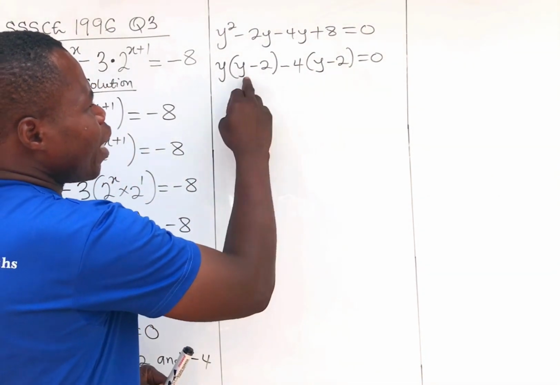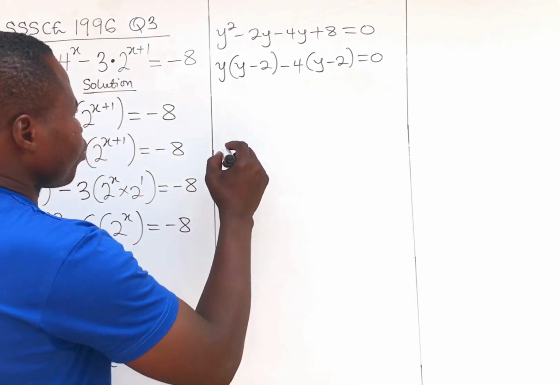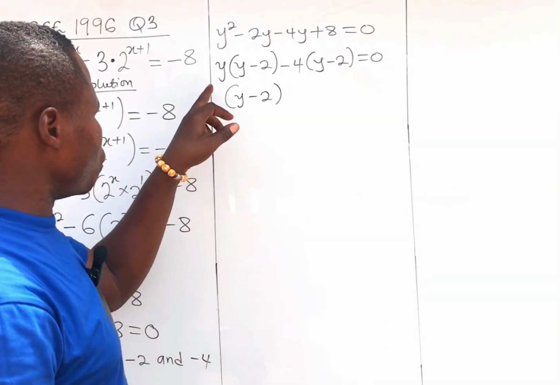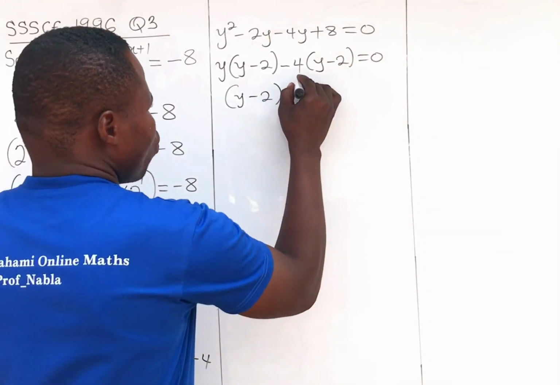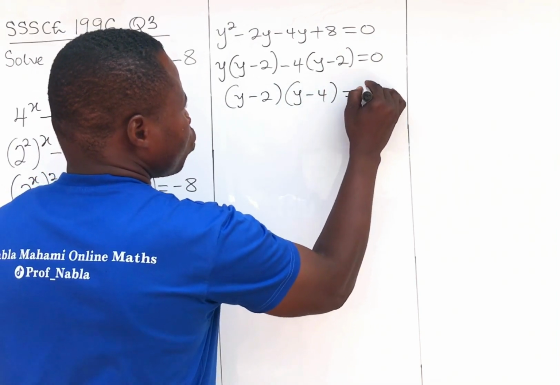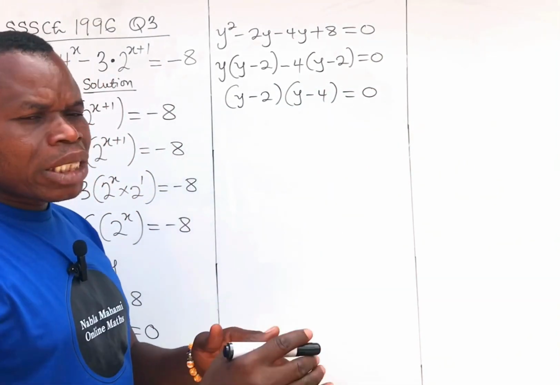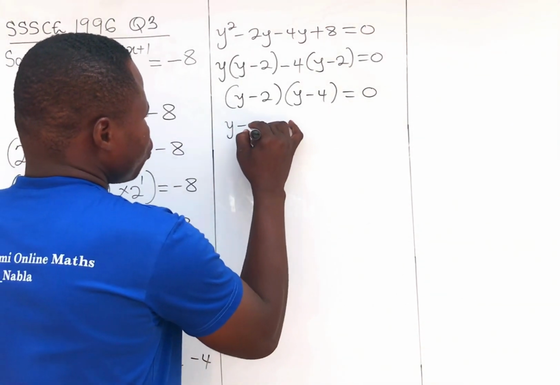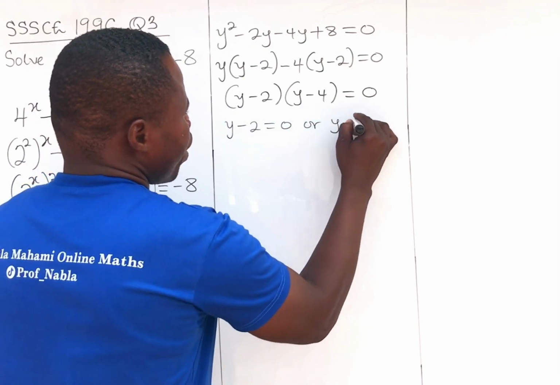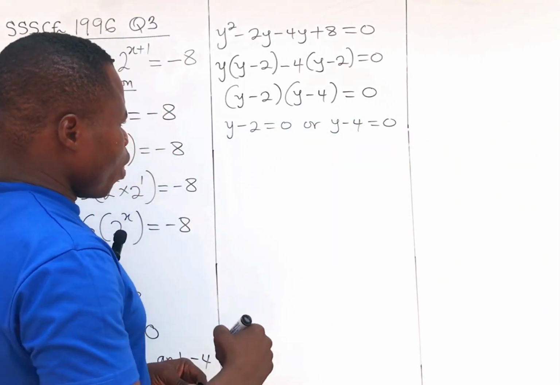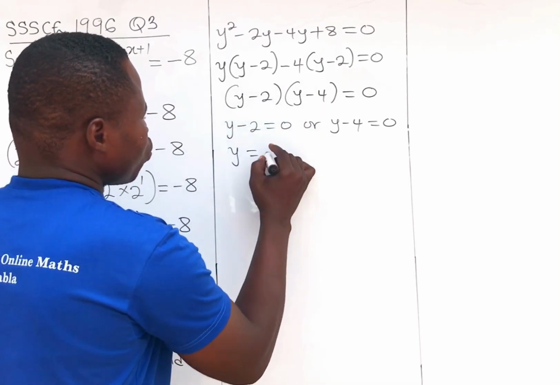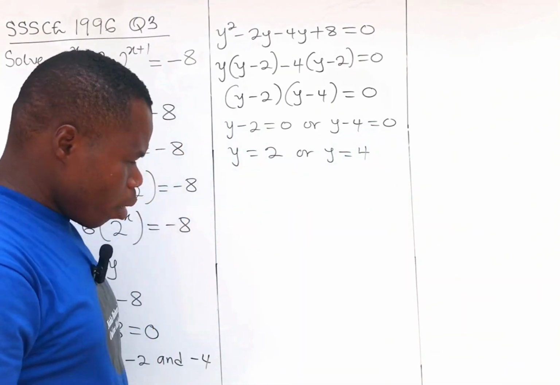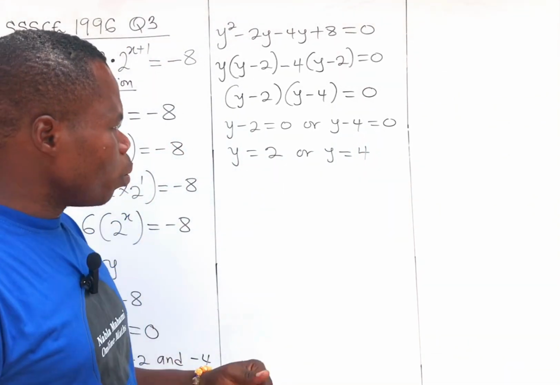And you can see that those in the bracket, they are the same. So you pick one of them. I'll have y minus 2. And pick those outside the brackets too. Y minus 4. Everything is equal to 0. I will now split each of these to be equal to 0. That will be y minus 2 is equal to 0, or y minus 4 is equal to 0. To solve this, it means that y is equal to, sending this one, positive 2, or y is equal to, sending this one, positive 4. And my values for y are 2 and 4.